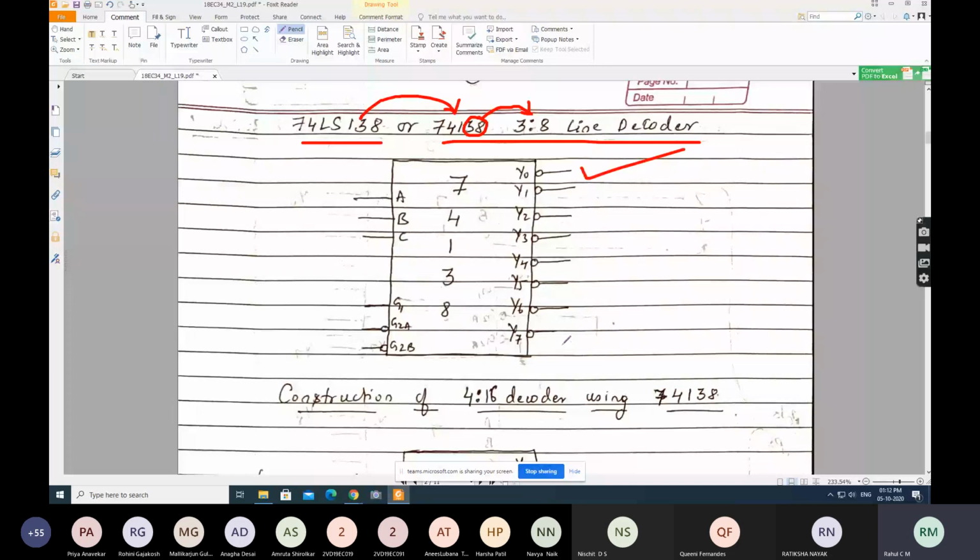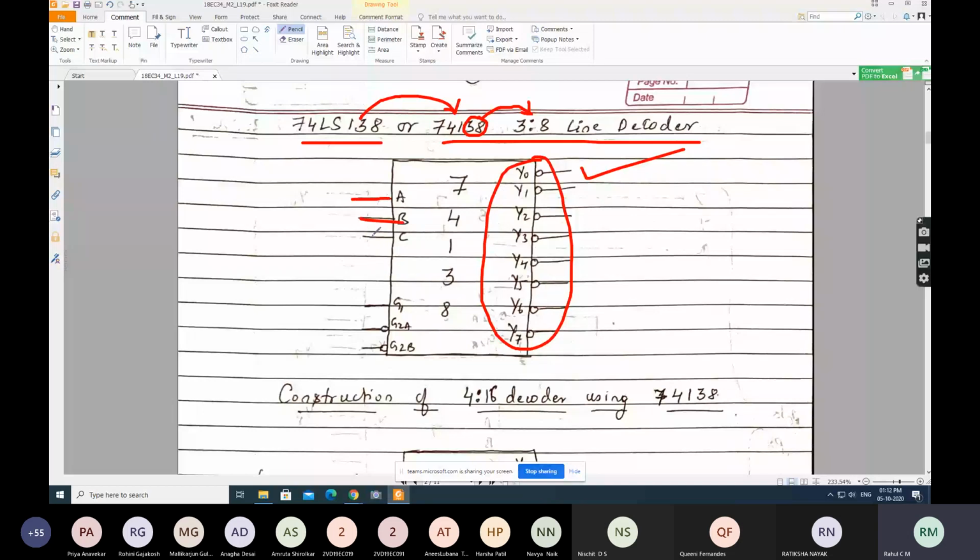Yes, correct. Why? Who decides whether an IC is active high or active low? The condition of your output pins. The output is bubbled, so the condition of your output pins lets you know whether the IC is active high or active low. So there are 3 inputs A, B, and C, and there are 3 select lines.